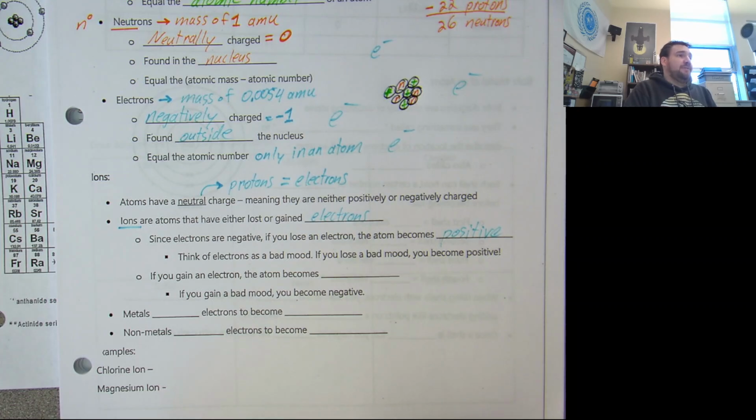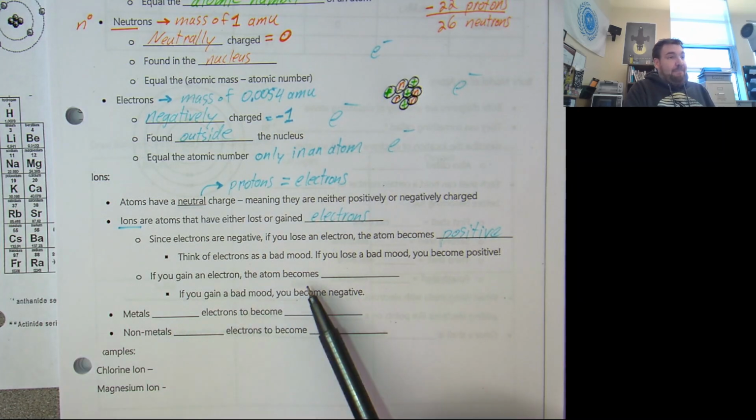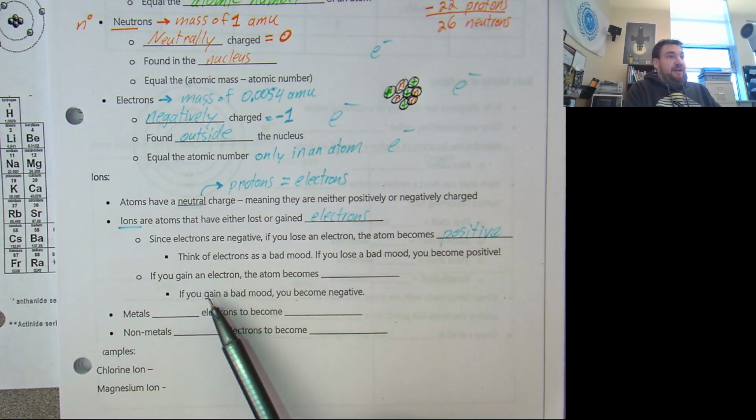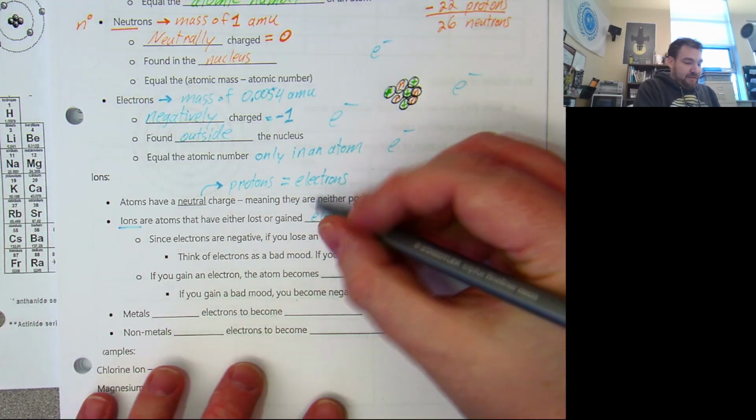In an atom, they do. Charge-wise, they do. But as you start to gain and lose them, now they're no longer balanced. That's where you get that charge. If you gain an electron, the atom becomes what kind of ion? The atom becomes? If you lose electrons, the atom becomes positive. If you gain electrons, it becomes negative.